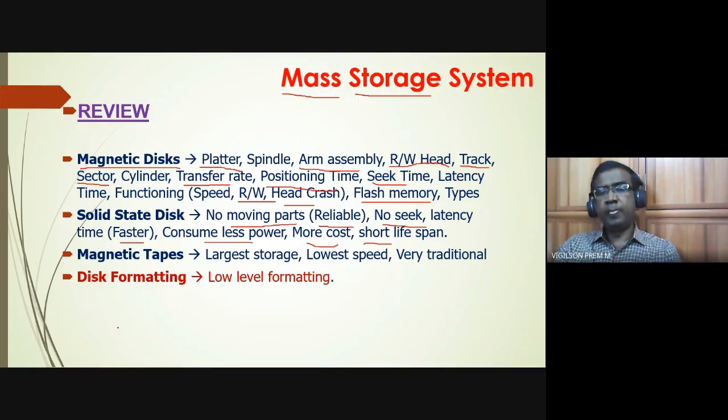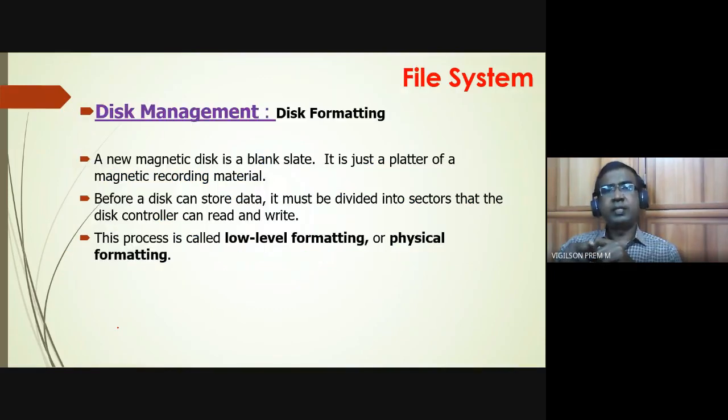I told you formatting means making the disk ready to accept data. Making the compact disk or the floppy disk ready to accept data for storage, as well as for writing and reading. Initially, it is considered a blank slate. That is what we have given here: a new magnetic disk is a blank slate. It is just a platter of a magnetic recording material.